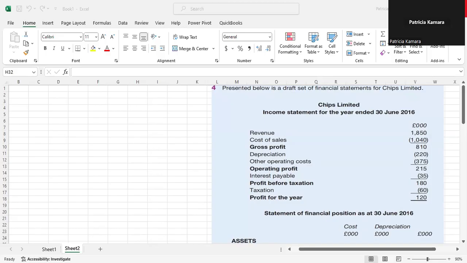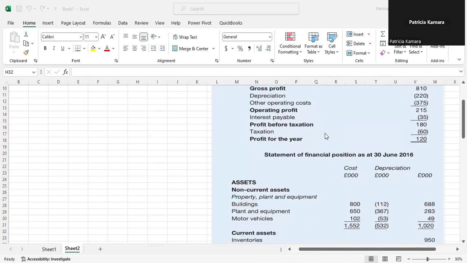So today's video is based on a request, mainly for finance students and also for people who want to have a basic knowledge in accounting, people without previous background in accounting. So here we are going to prepare revised financial statements, both income statements and the statement of financial position. And we will be looking at a question on Chips Limited, okay?